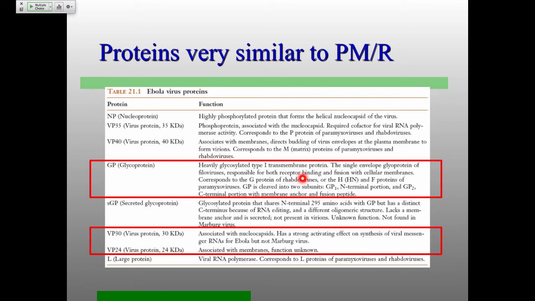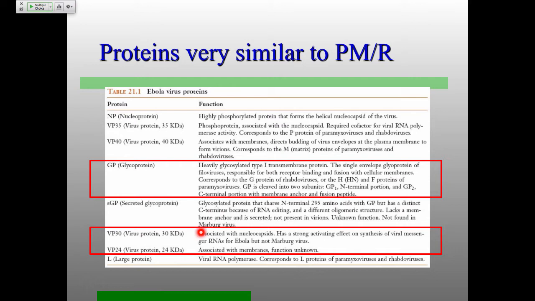Again, a highly hydrophobic alpha helix, nice maybe not the right term, which is involved in sticking into the host membrane, and then conformational changes that bring these two together. There's also this bizarre secreted glycoprotein, which is not quite clear why this is. Some people say it has to do with confusing the immune system. And we'll see how you make this secreted glycoprotein in just a minute here.